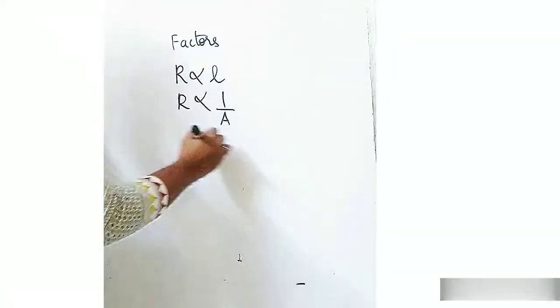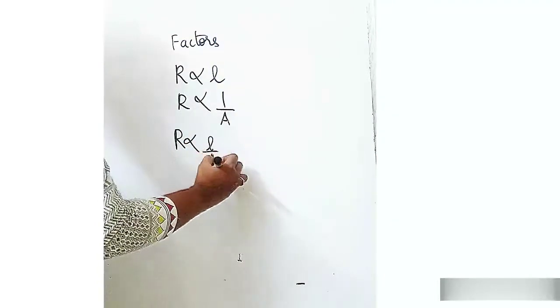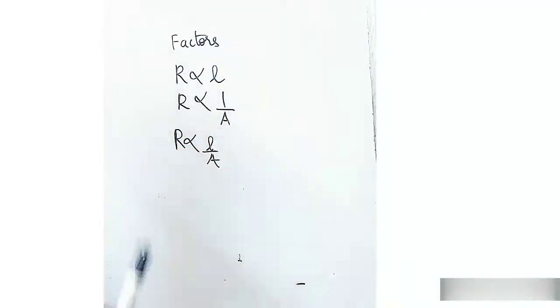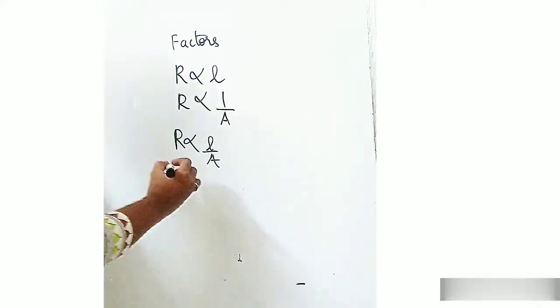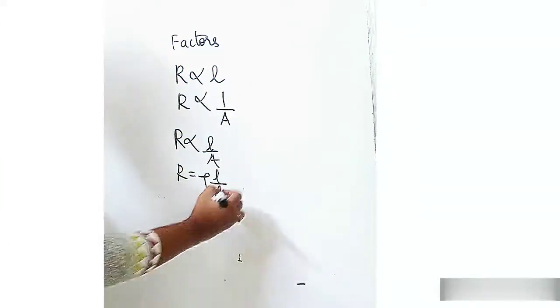And we will combine this equation. So it will be L upon A. Now to remove the proportionality, we have to put what? A constant, and that constant is resistivity. And what is the resistivity, student? It is denoted by rho, and it is the electrical resistivity of the material of the conductor. It completely depends on the nature of the conductor, student.